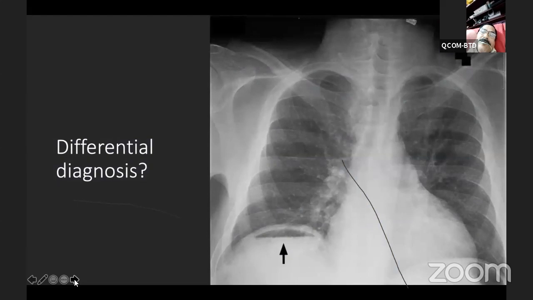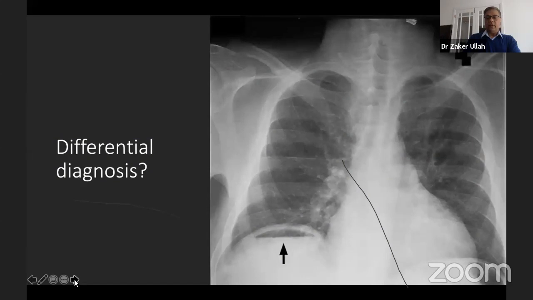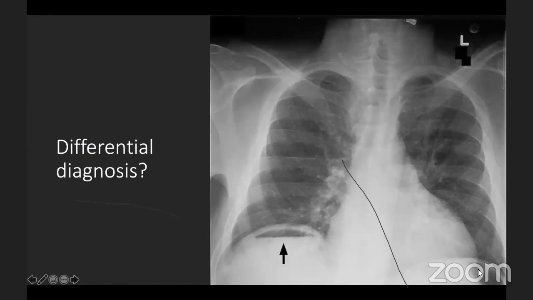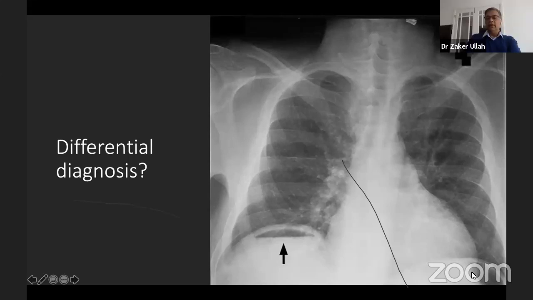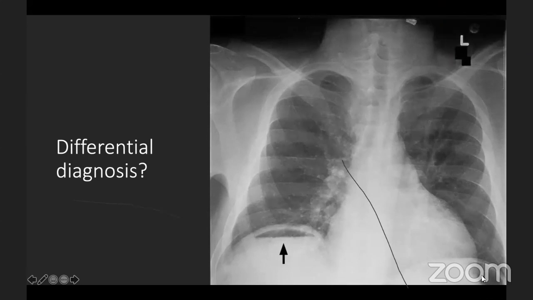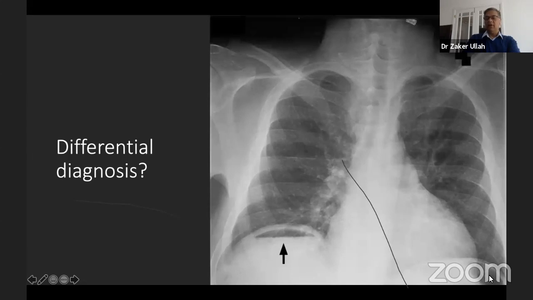Free air under the right dome of diaphragm. Good. Free air. There is a semilunar crescent-shaped air under the right dome of diaphragm. Good. What can you see on the left side? What is this? Sir, this may be fundal gas. Good, absolutely. It could be fundal gas or it can be free gas as well.